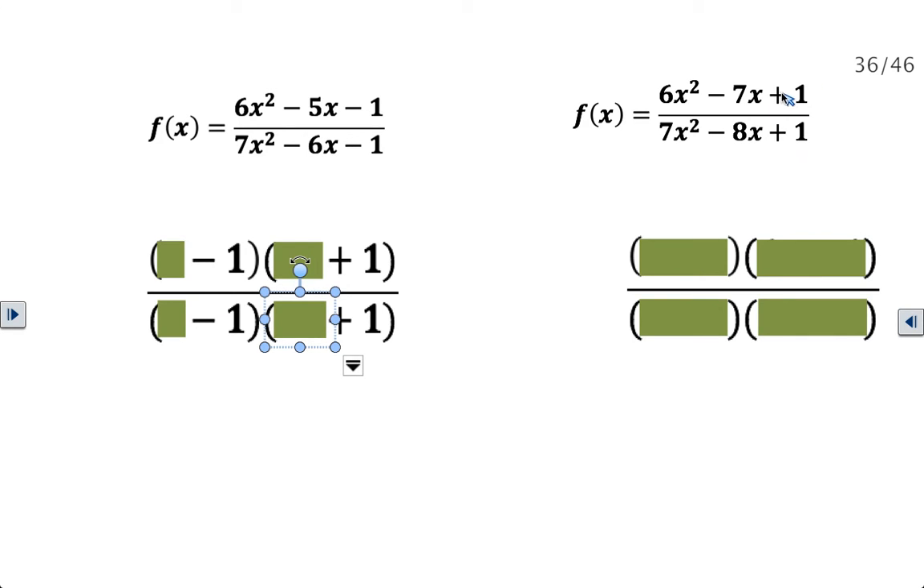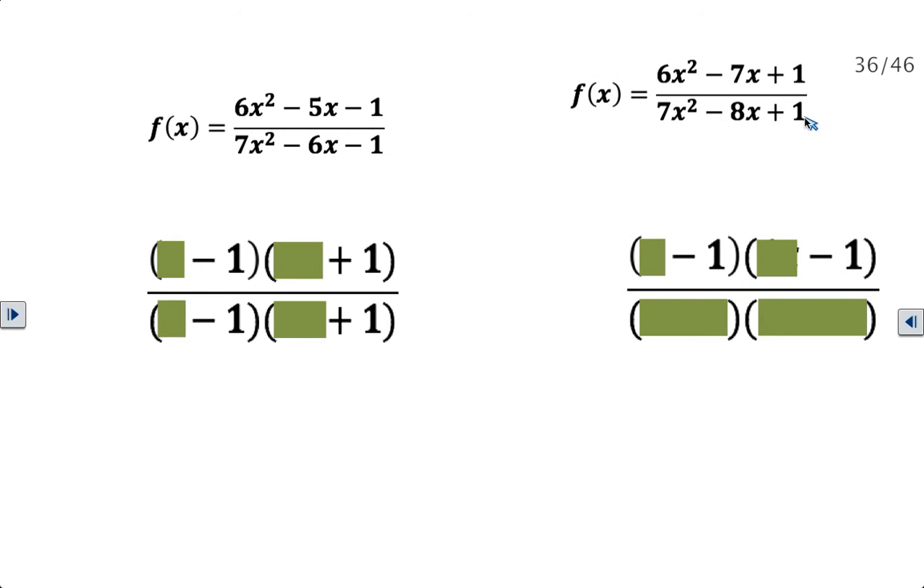Over here, because I have a plus sign here, I know that both factors have to have the same sign, either both positive or both negative. Because your middle term is negative, then you know that both of them have to have a minus sign.